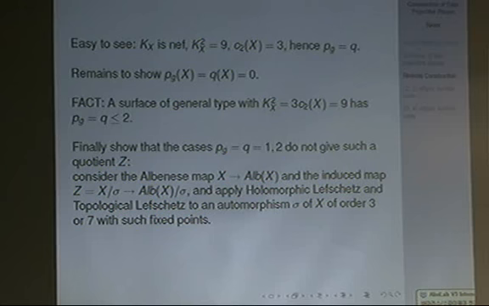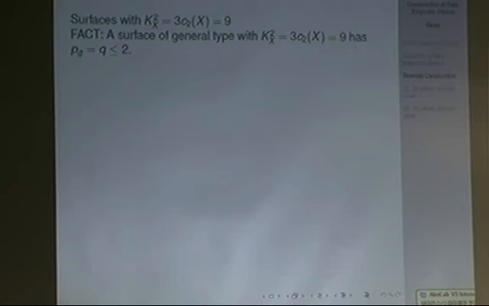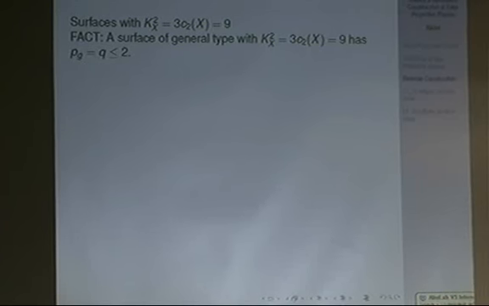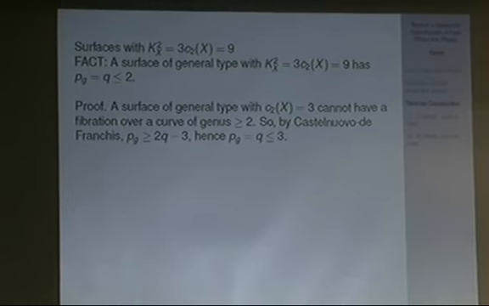And then also the holomorphic Lefschetz fixed point theorem. This is a special case of the Atiyah-Singer index theorem for elliptic operators. And also the easy topological Lefschetz fixed point theorem applied to an automorphism of order 3 or 7. Then we can get rid of these two cases. So this is a remark on the surfaces with K square equal 3 times C2 equal 9. A surface of general type with such invariants has PG equal Q at most 2.